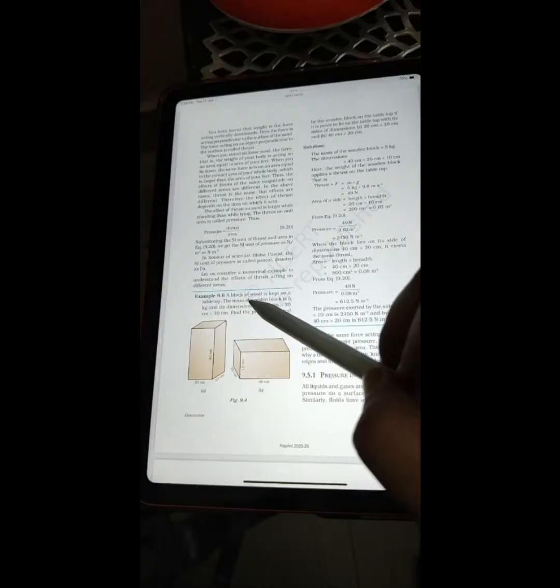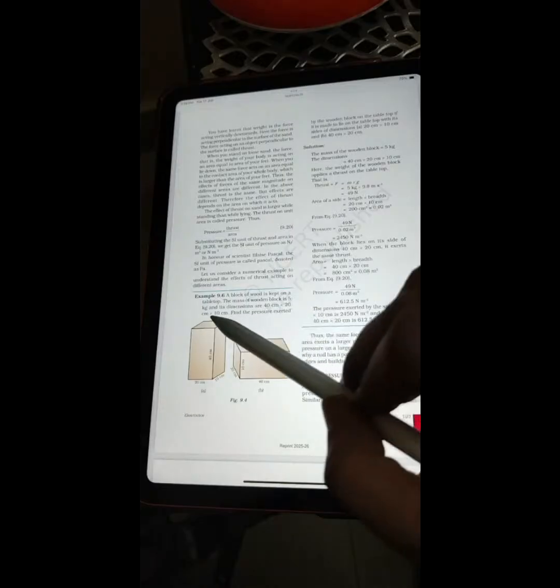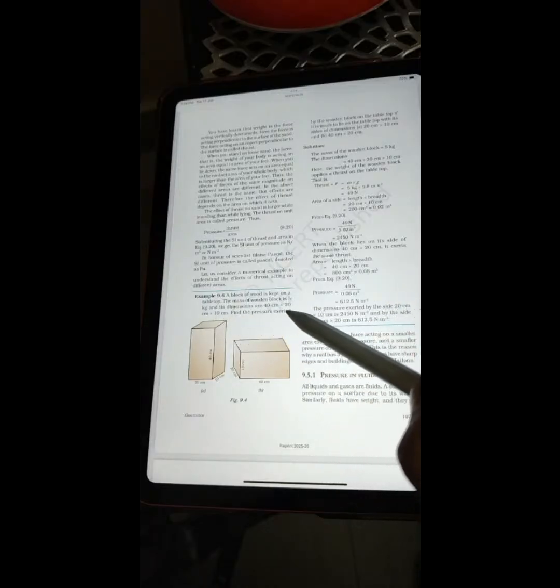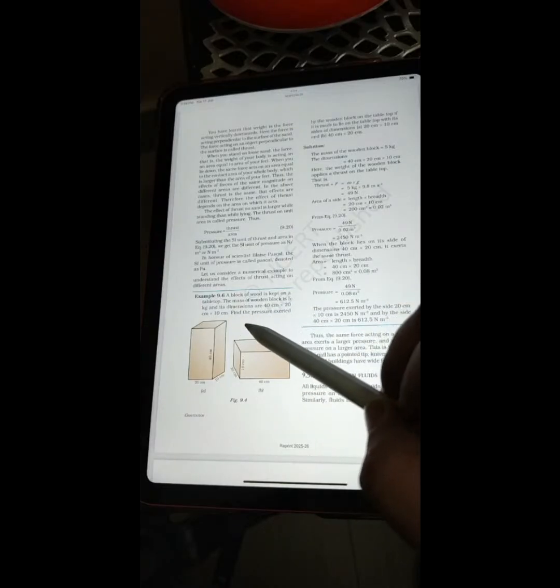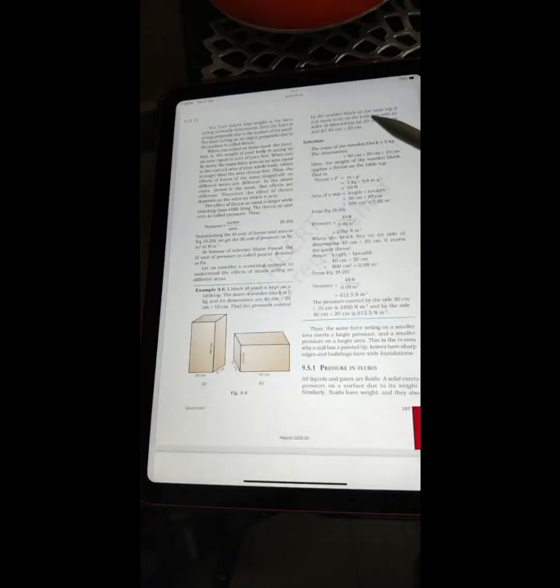Example 9.6. A block of wood is kept on the tabletop. The mass of the wooden block is 5 kg and its dimensions are 40 by 20 by 10 centimeter. Find the pressure exerted by the wooden block on the tabletop if it is made to lie on the tabletop with its side of dimensions (a) 20 by 10 centimeter, (b) 40 by 20 centimeter. So the solution is given here.